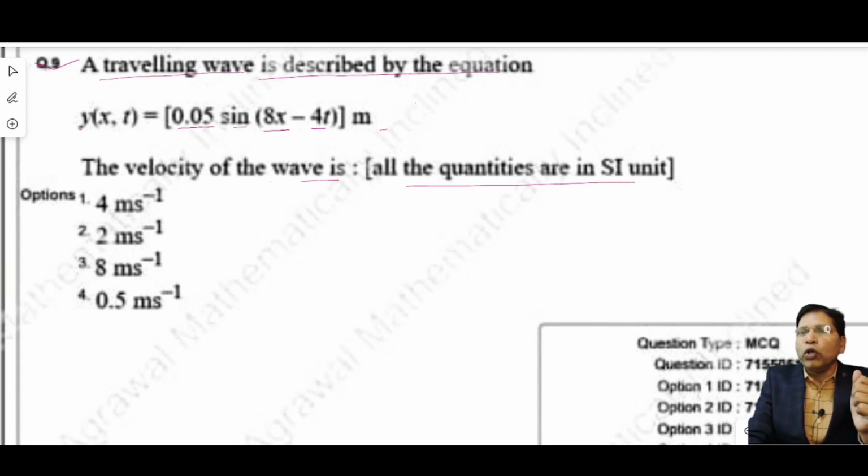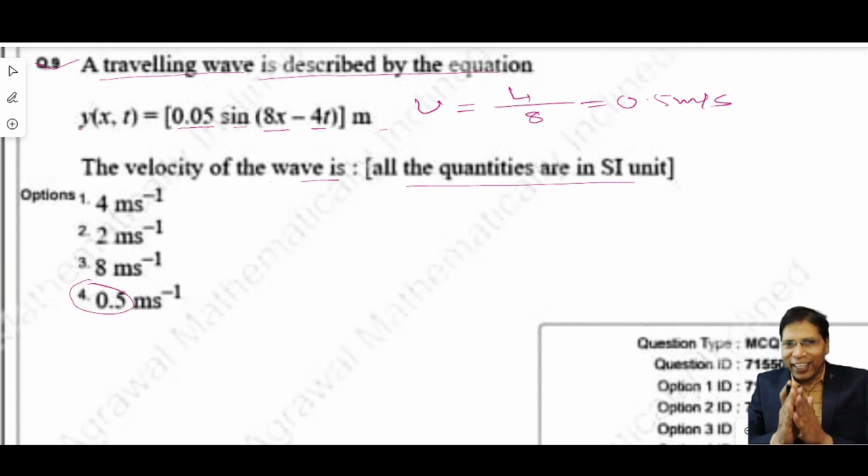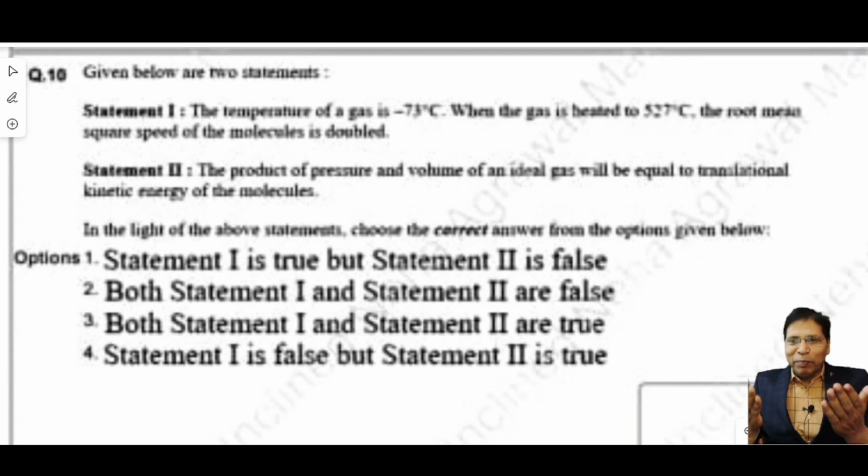Now you know the velocity of the wave is the coefficient of t, that is 4, divided by the coefficient of x. So the velocity of the wave is 0.5 meter per second. Look at this, option 4 is correct. Okay, next. Now again there is a statement-type question.